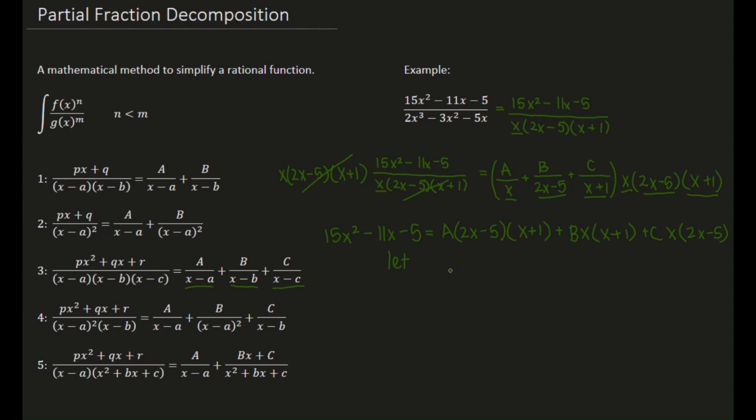To do that, let's let x equal 0. What does that do to our equation? The left-hand side just becomes -5. The right-hand side becomes a times -5 times +1 plus, and you'll notice that b is being multiplied by 0. So it doesn't matter that I have a 0 plus 1 following after it. If I multiply anything by 0, it's 0, so it cancels out.